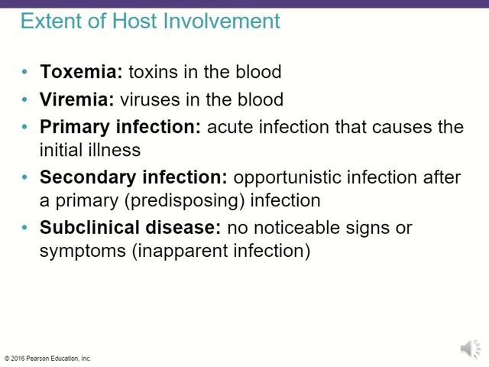Primary infection is an acute infection that causes the initial illness, whereas a secondary infection involves an opportunistic infection after a primary or predisposing infection, where, say, an initial disease or infection weakens a host, and then a secondary infection can take hold. There are subclinical diseases in which no noticeable signs or symptoms are noticed, or even any apparent infection, but the disease could possibly infect other people.